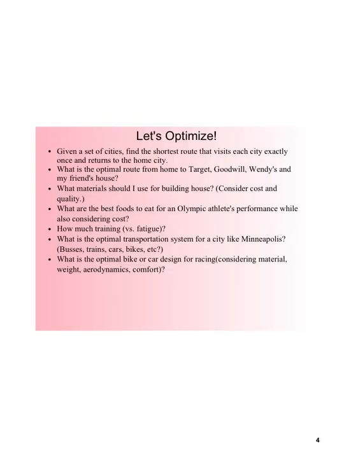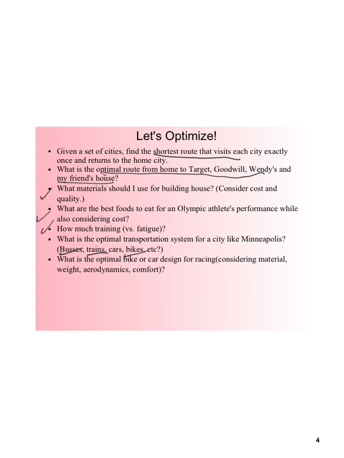And here's a bunch of individual scenarios. The shortest route to visit a bunch of cities, the optimal route to run a few errands and go to a friend's house, materials to use for building a house, like cost and quality of those, even foods to eat for an Olympic athlete considering cost, training versus fatigue, optimal transportation systems, so busing routes or light rail routes, bike paths, things like that, that are optimal for getting around a city like Minneapolis. Optimal bike or car design, lowest weight, aerodynamics, and so forth.